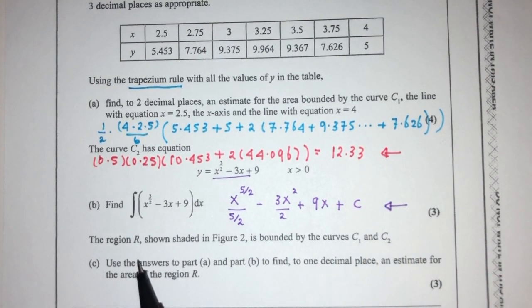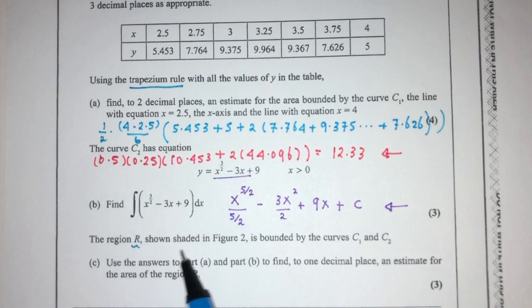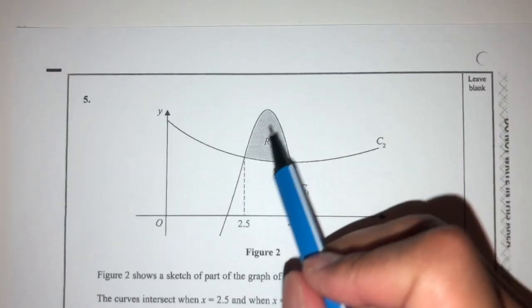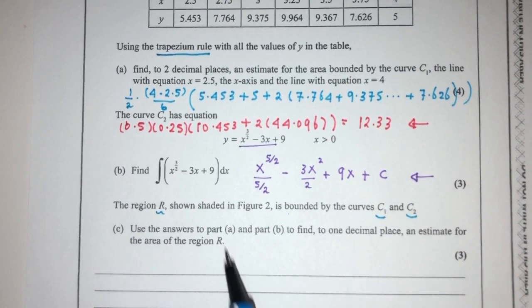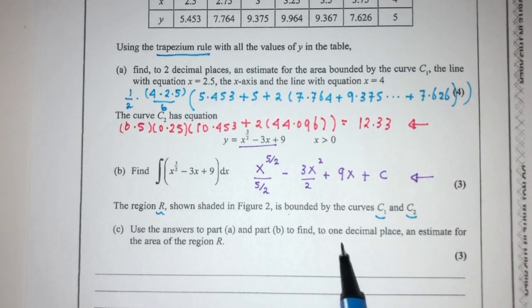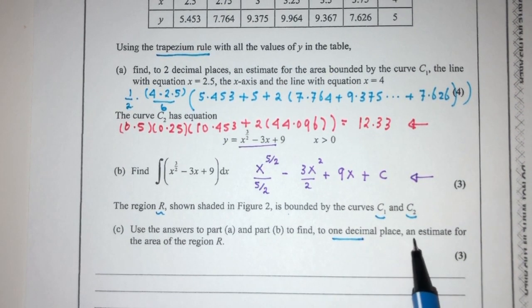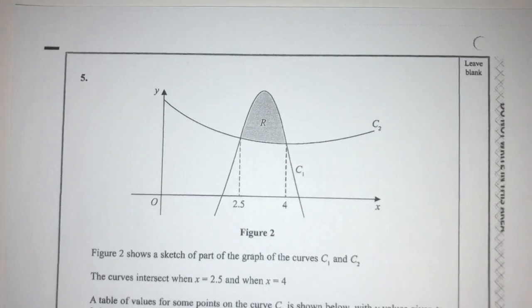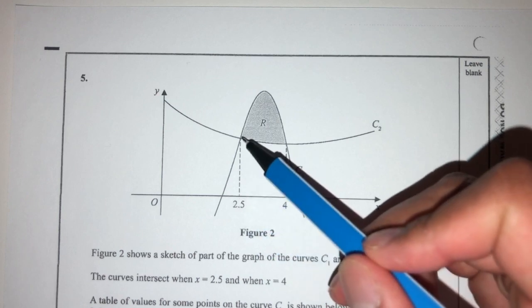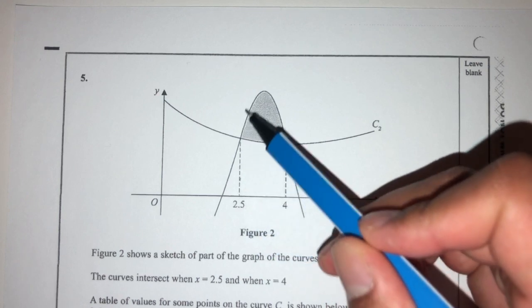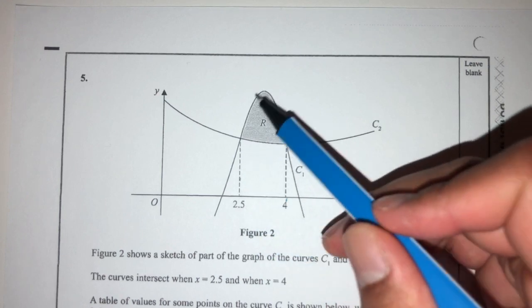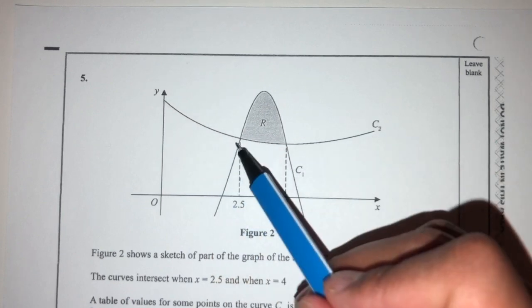Now what else? The region R shown is bounded by C1 and C2. So this is the region R. We have to use the answers from part A and part B to find an estimate for the area to 1 decimal place. So pretty easy. How would you find the area? By observation, it will be the area of this big shape that we found from part A minus the area under the curve for C2.